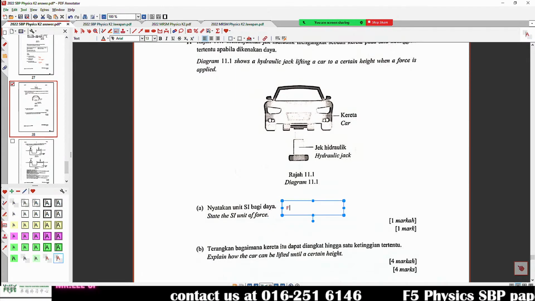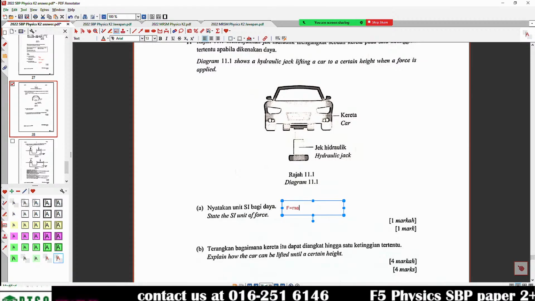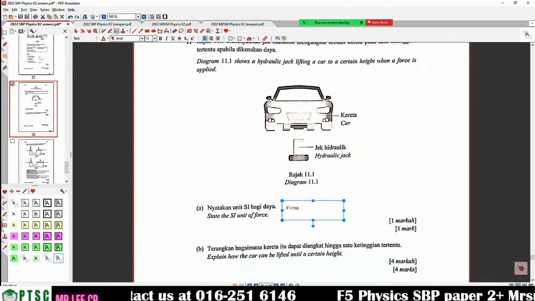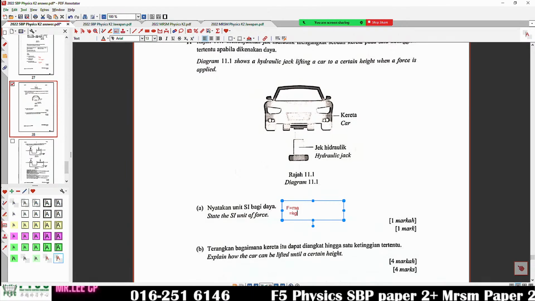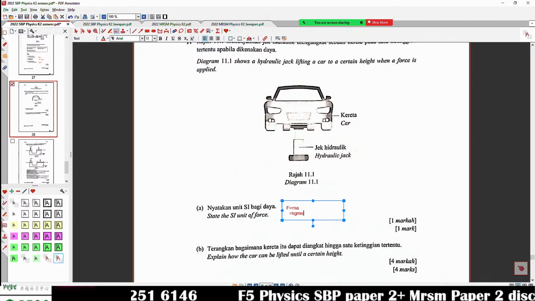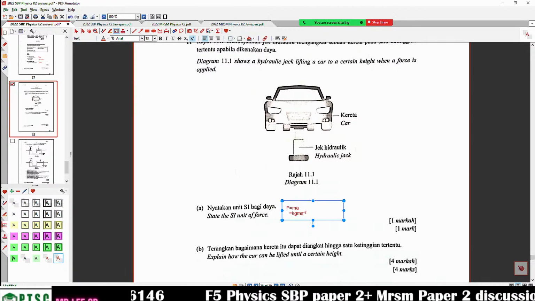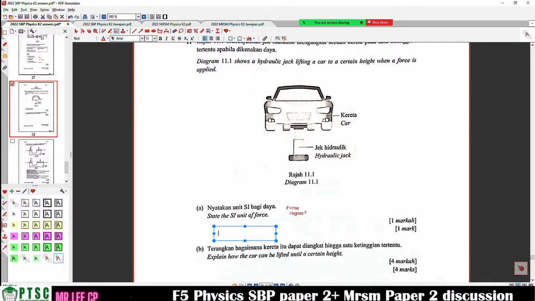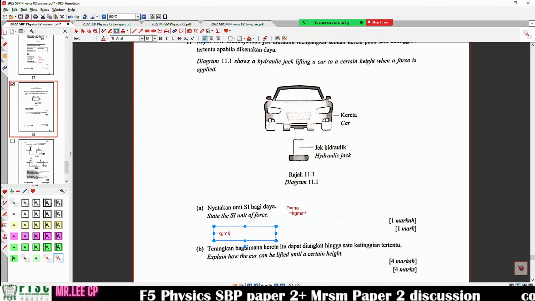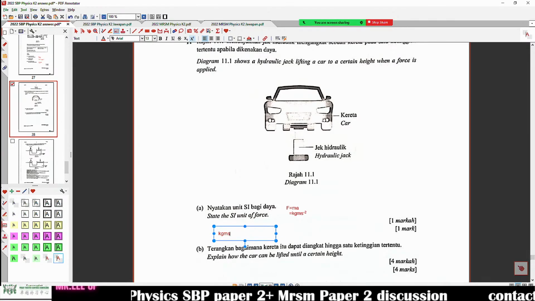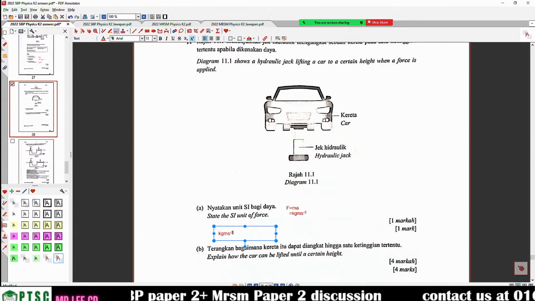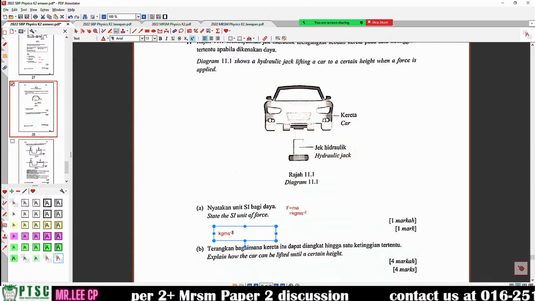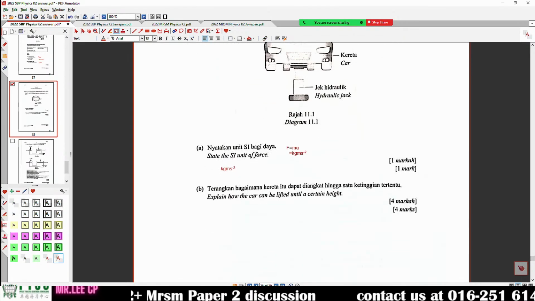So F is equal to MA. F is Newton, right? The unit for M is kg. A is ms negative 2. So the unit will be kg ms negative 2, right? They want the SI unit. Newton is not the SI unit. Please be very careful, right?